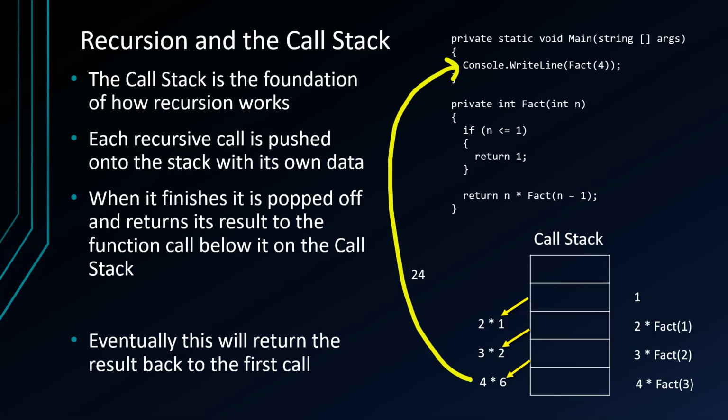So every layer of recursion pushed itself onto the stack. When it finished evaluating itself, it popped itself off the stack and returned its result to the element below it on the stack. That's the way to think about how this whole thing works.